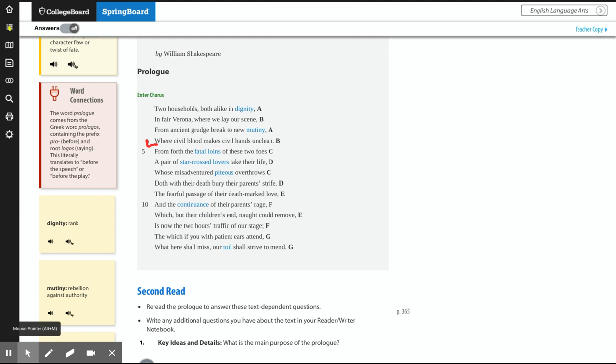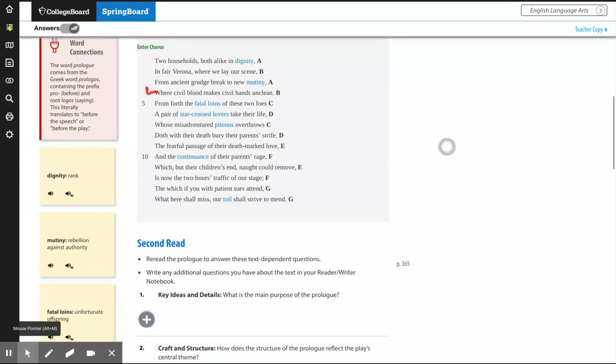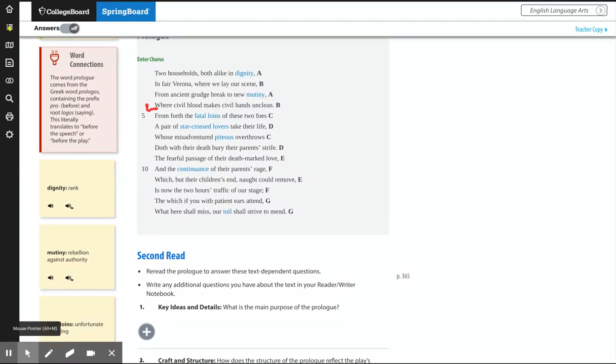And then in the second quatrain, it has a different meaning. It's going to give us a little bit about the plot. "From forth the fatal loins of these two foes," so we're going to have to look up what fatal loins are over there. "A pair of star-crossed lovers take their life, whose misadventured piteous overthrows doth with their death bury their parents' strife." So that's plot. It tells us what's going to happen.